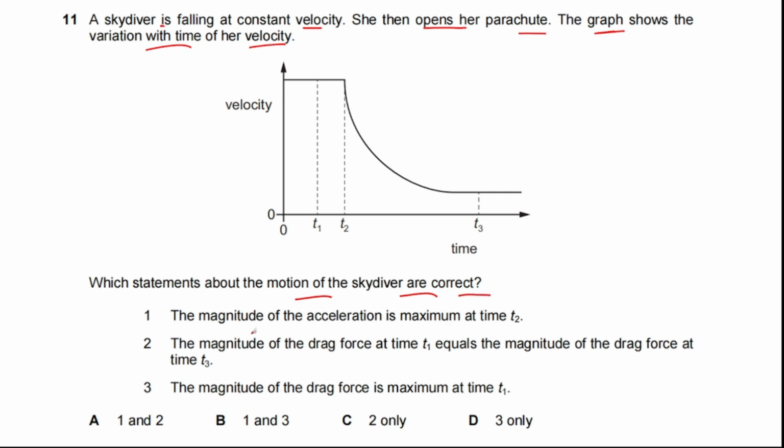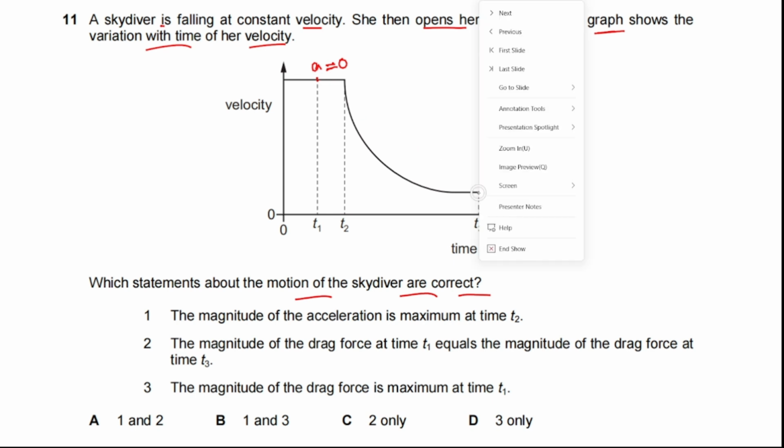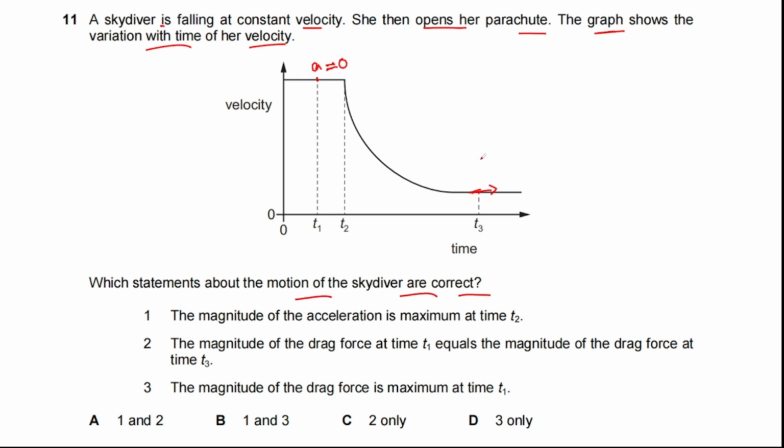So the first statement is the magnitude of the acceleration is maximum at time t2. So here it is having an acceleration which is like a horizontal one. Always on a velocity-time graph, the gradient represents the acceleration. So at the point t1, the acceleration is 0 because it's a horizontal line, and at t3 also the acceleration is 0. It's again a horizontal line, but at t2 it has a gradient in the downward direction, and it is the highest value at t2. Then it will get flatter. So it means that the magnitude of the acceleration is maximum at time t2 is a correct one.